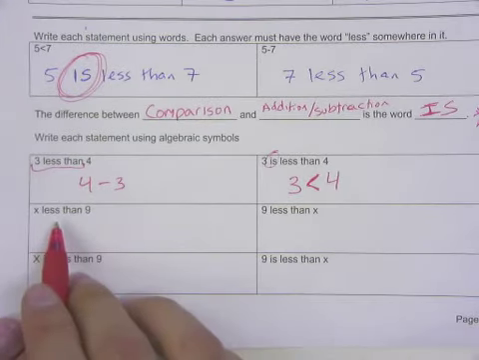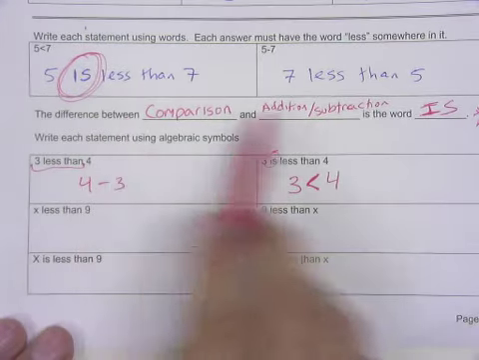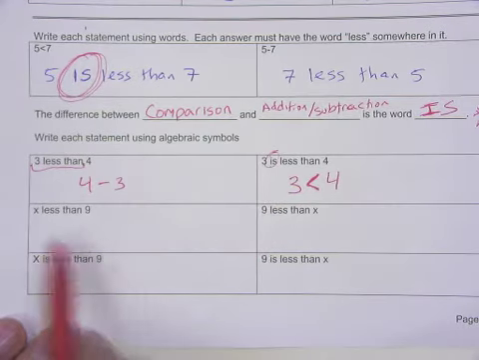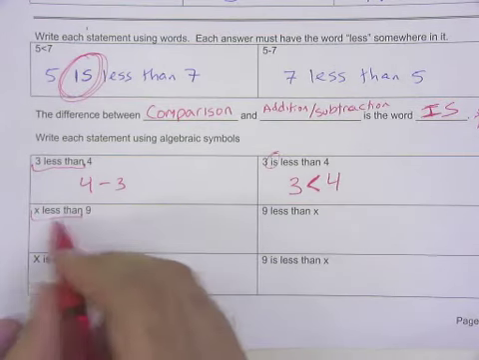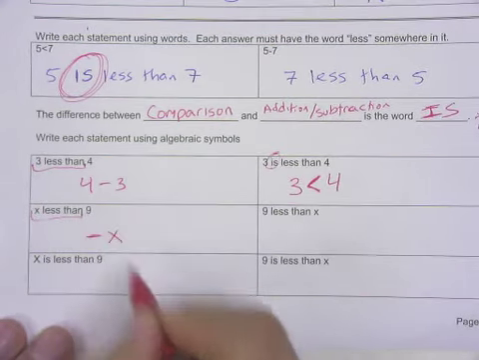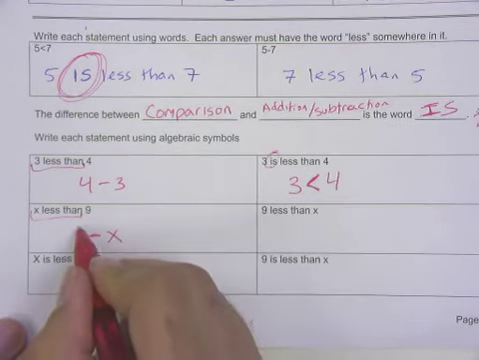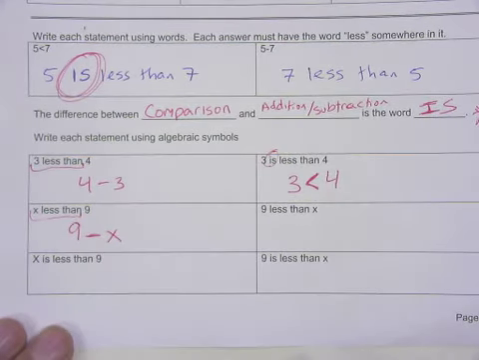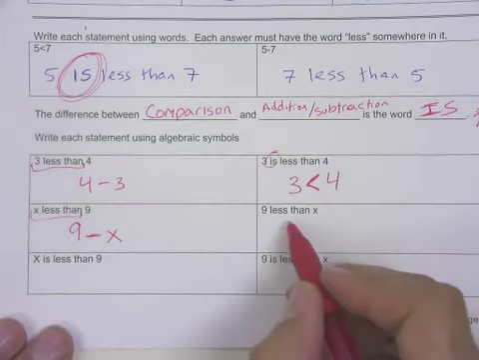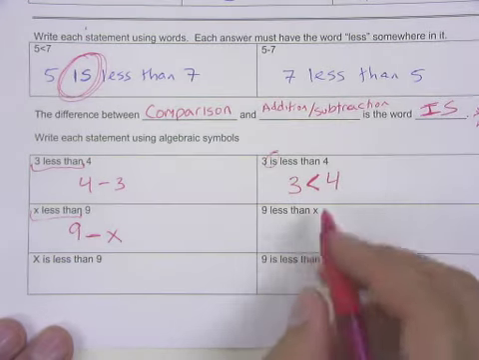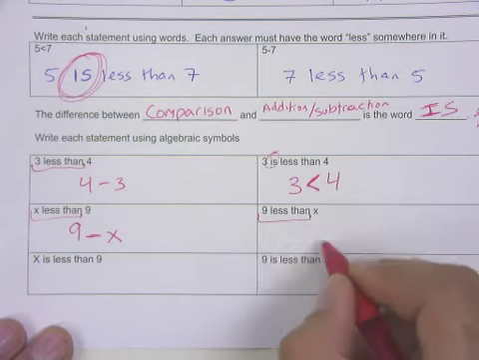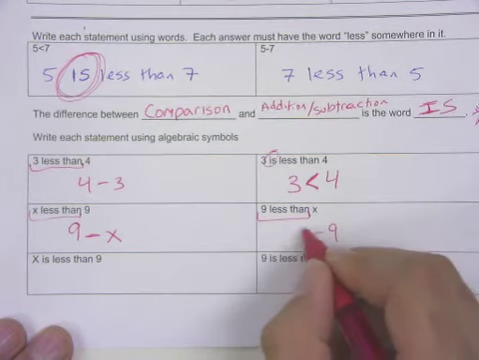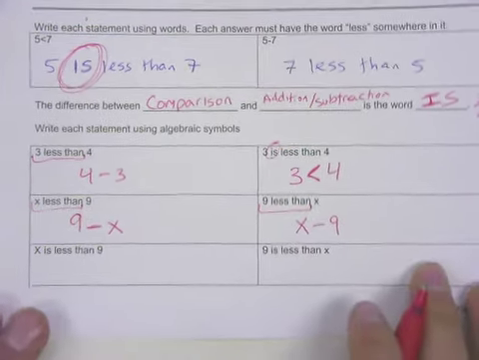X less than 9. Is this a comparison or an addition-subtraction piece? It's going to be an addition-subtraction piece because we don't have the word is. So x less than means we're going to be subtracting x from something else. And what we're subtracting it from is 9. 9 less than x. This is again a subtraction because we don't see the word is. And it's going to be a subtraction where we're subtracting 9 from something. So we have x minus 9.